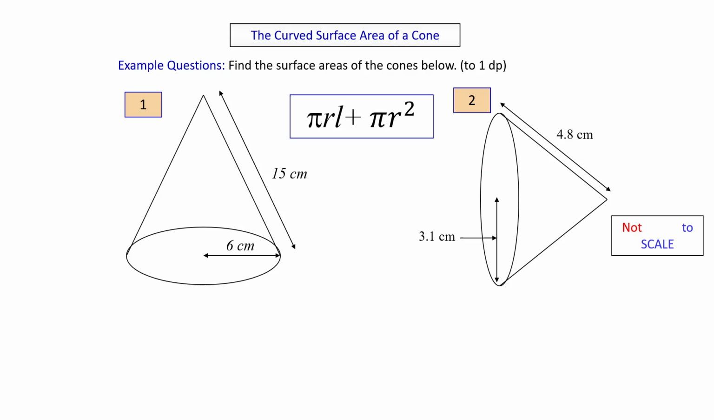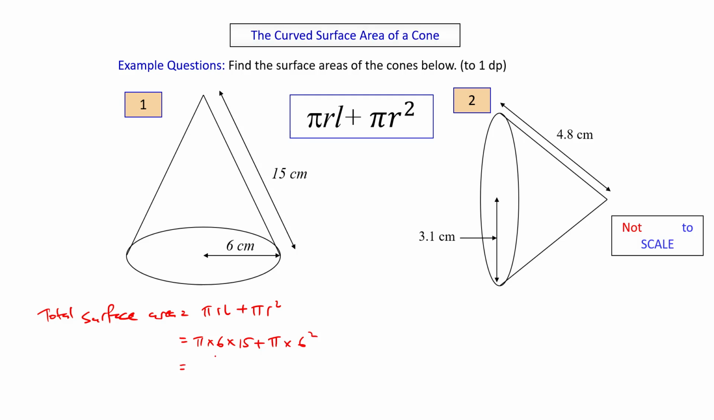Okay, so we've got a couple of questions. We've got to find the surface areas of the cones. So we've got our formula, which we're aware of. Total surface area is equal to pi RL plus pi r squared. So all we have to do is substitute. We've got pi times the radius of 6 times the slope length, which is 15 in this case, plus pi times the radius squared, 6 squared.